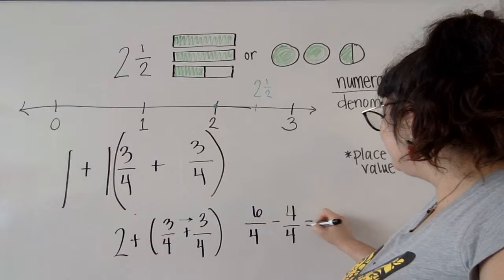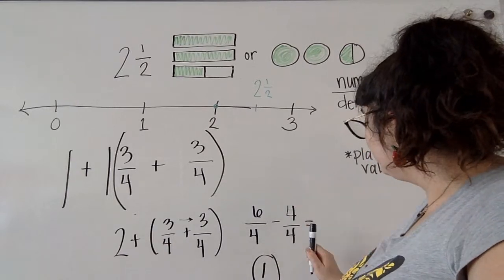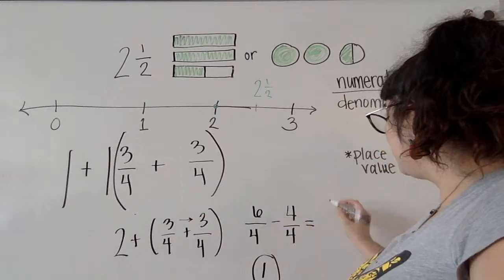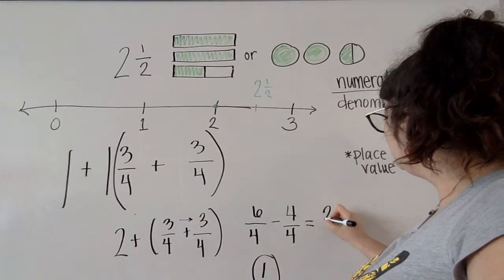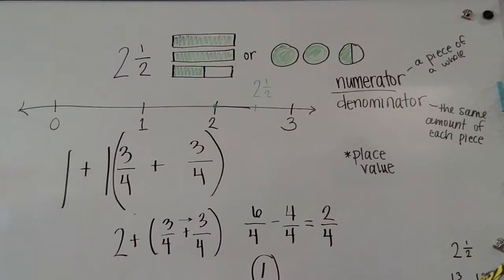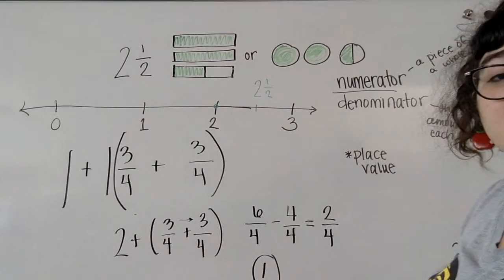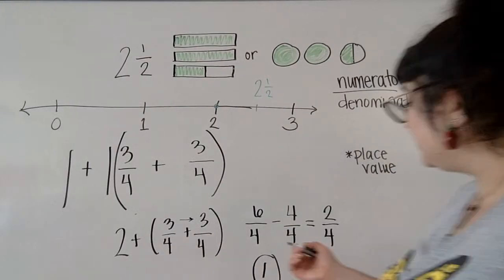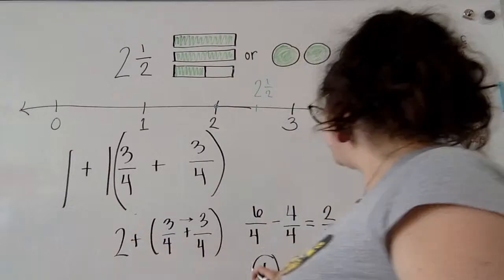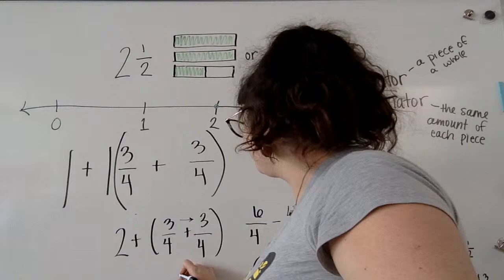What am I left with if I have my one whole down here that I'm taking out? Well, 6 minus 4 is 2/4. I need to add this 1 to my other whole number, which is 2. So now 2 plus 1 is 3 wholes.